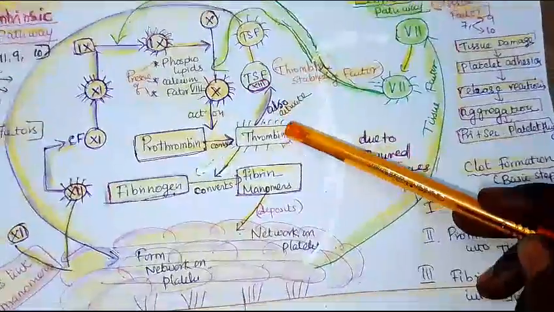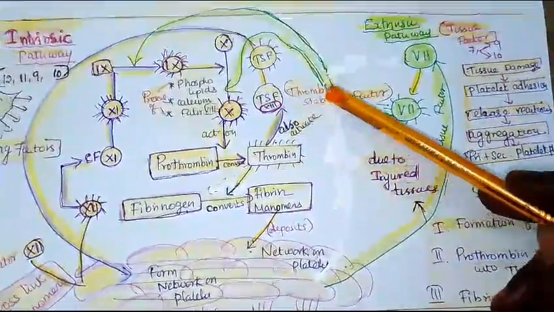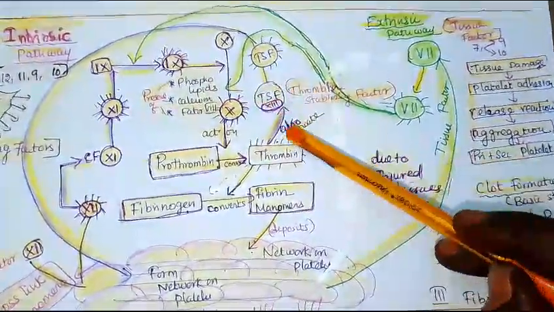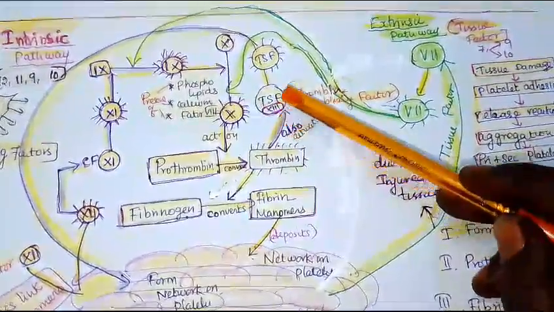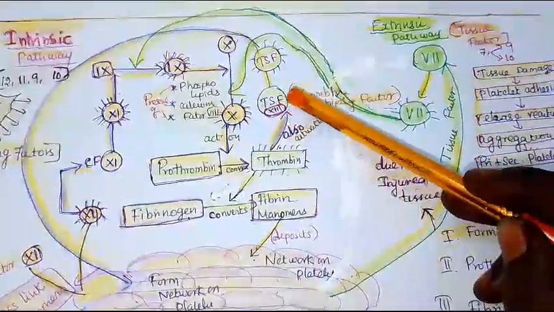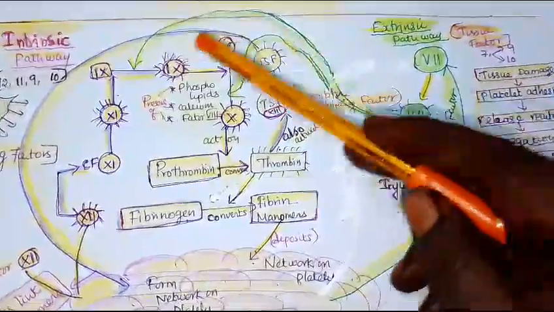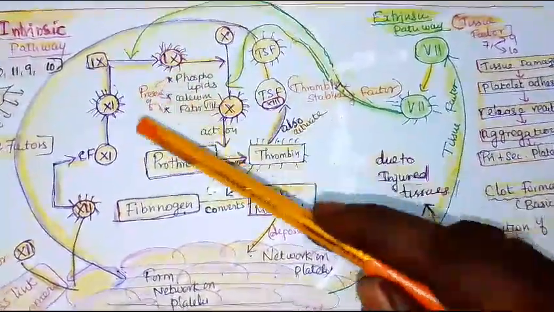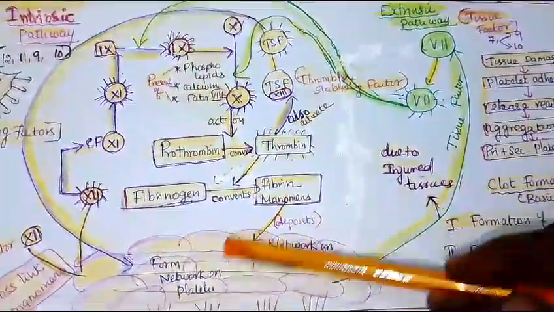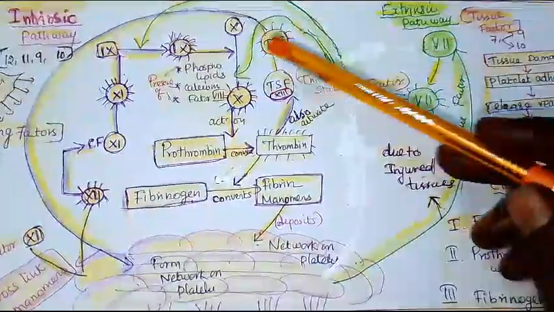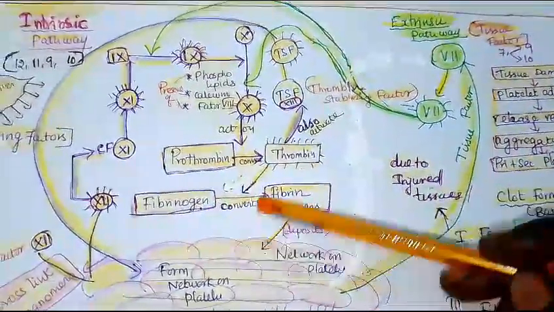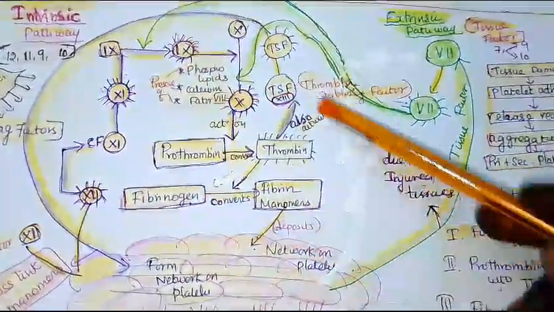Thrombin also has another function: it will activate factor number 13, and again stimulate, so the platelet plug will be formed. So it is a very short and quick pathway, and this other pathway is a very long pathway. This is the intrinsic pathway.